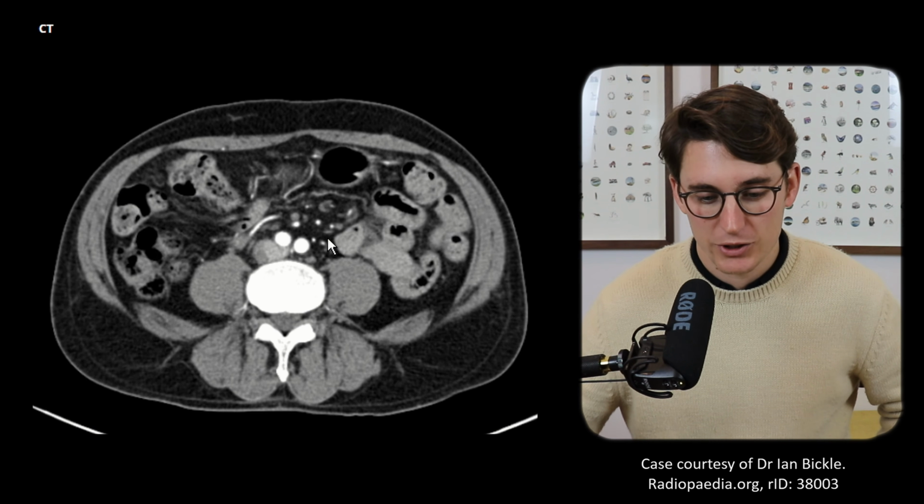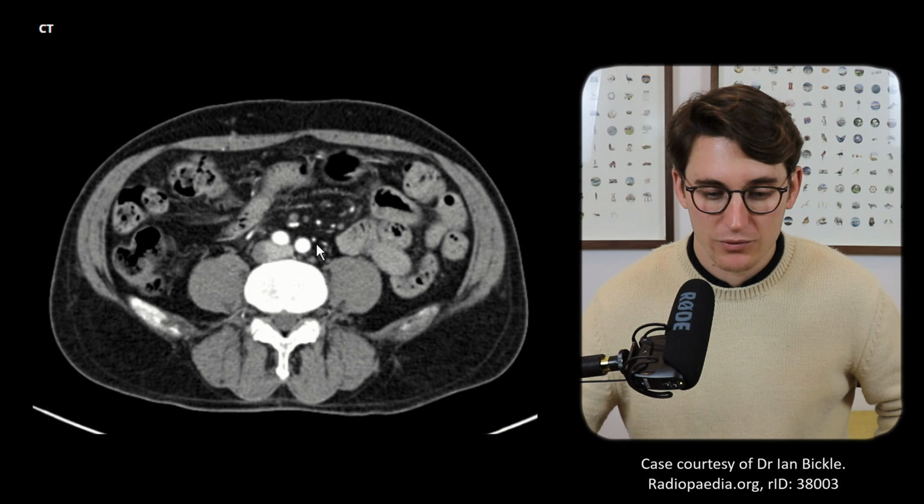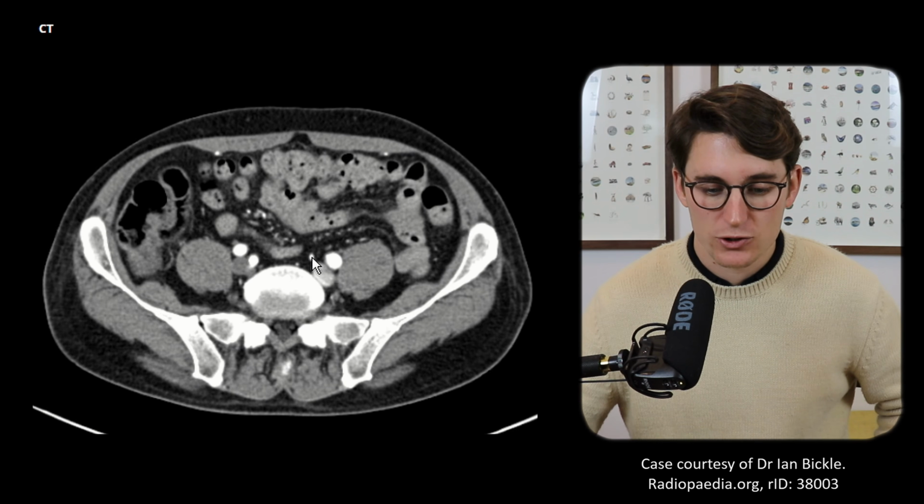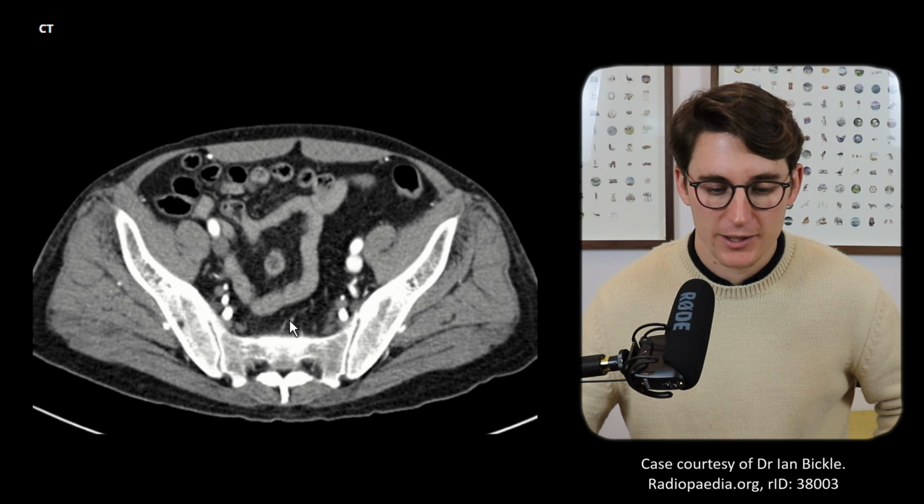As we head down further, we should see branches coming off to our sigmoid colon, and then we can follow that right the way down, and this artery here should become our superior rectal artery, supplying blood to that superior portion of the rectum there.